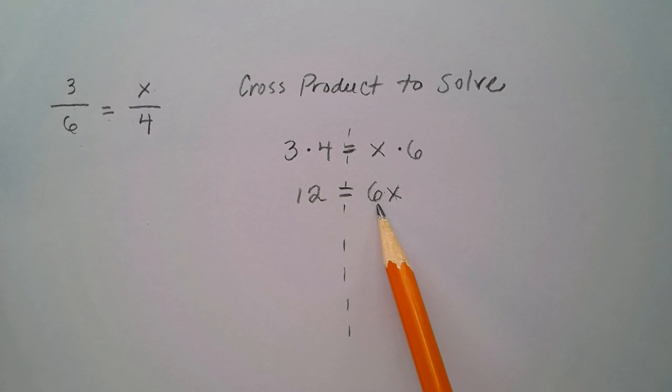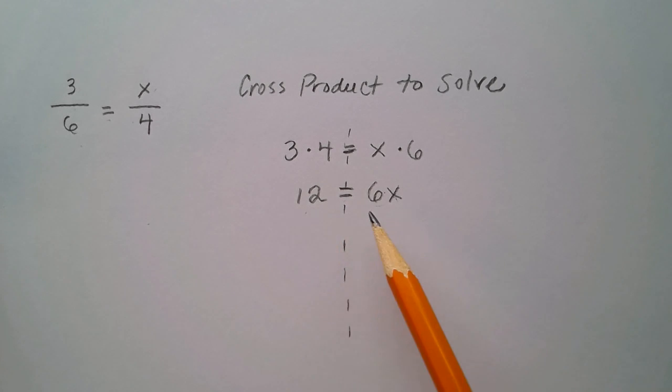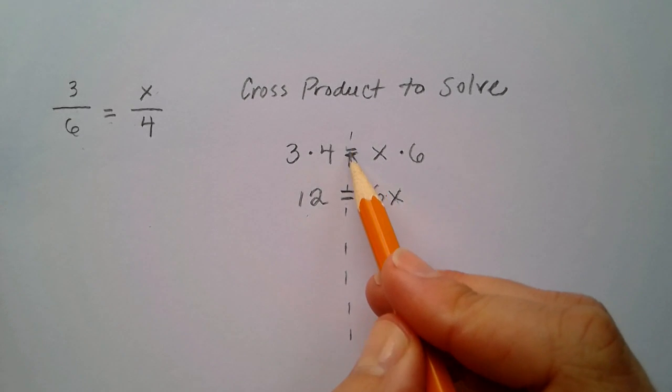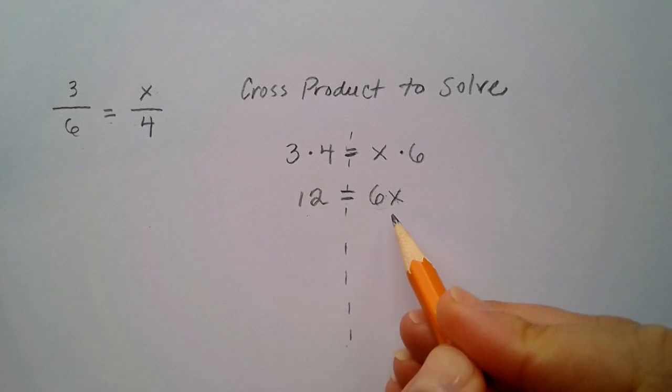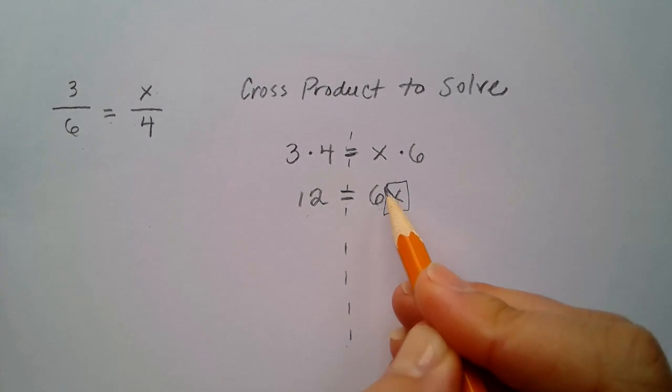So what you see here is a variable attached to a number by multiplication, and that is equal to 12. The goal of solving an equation is to isolate or get this x alone. So notice how I'm aligning up my equal signs. I want to leave my x over here on the right side. So I'm going to box that x off.